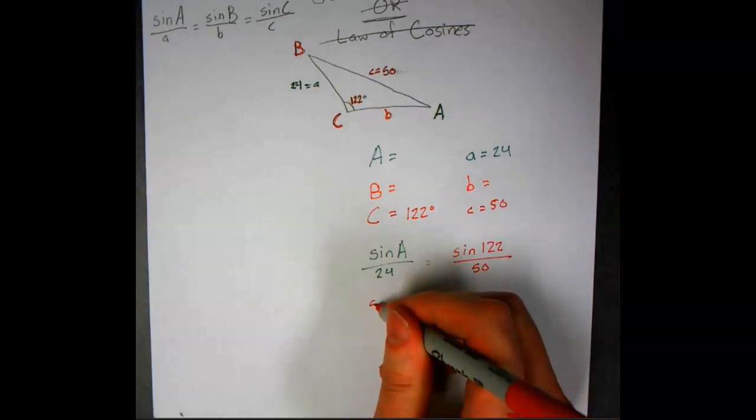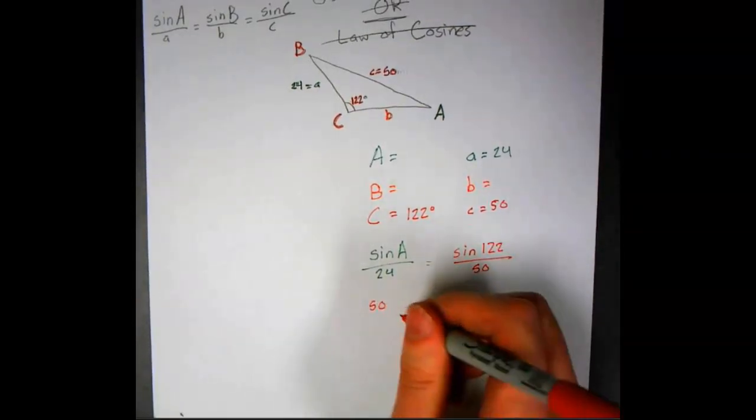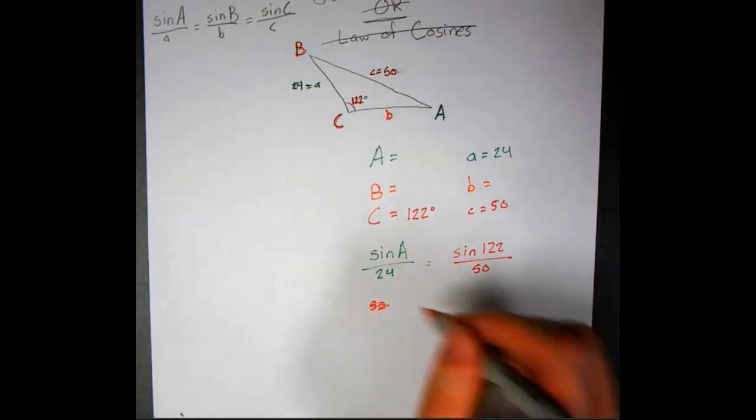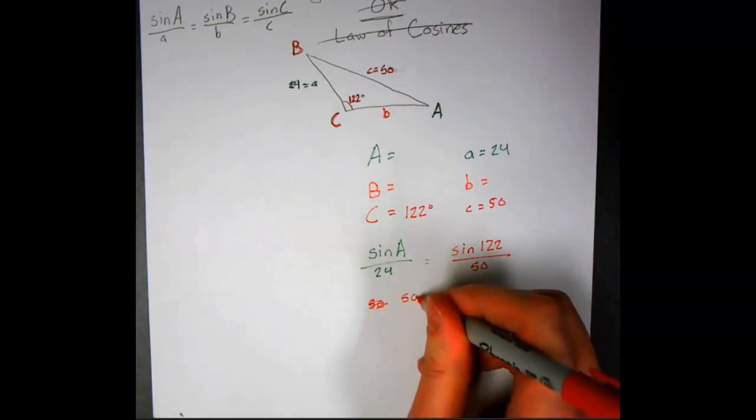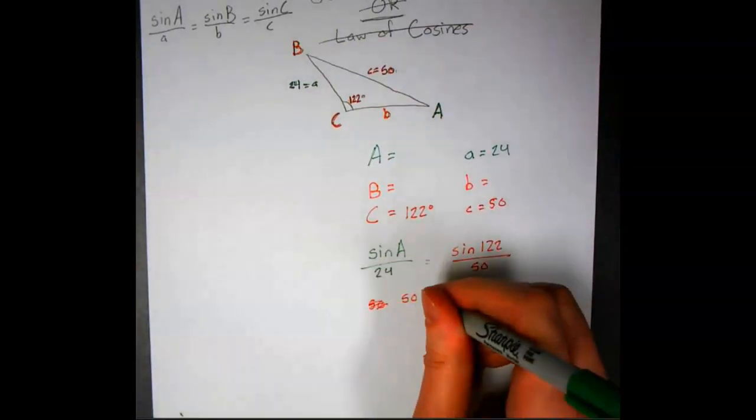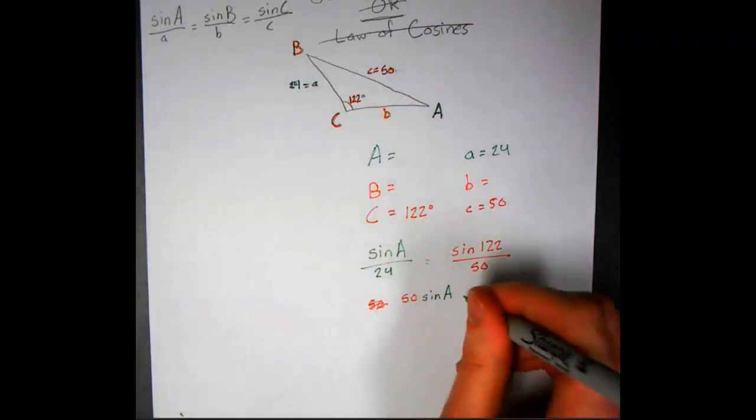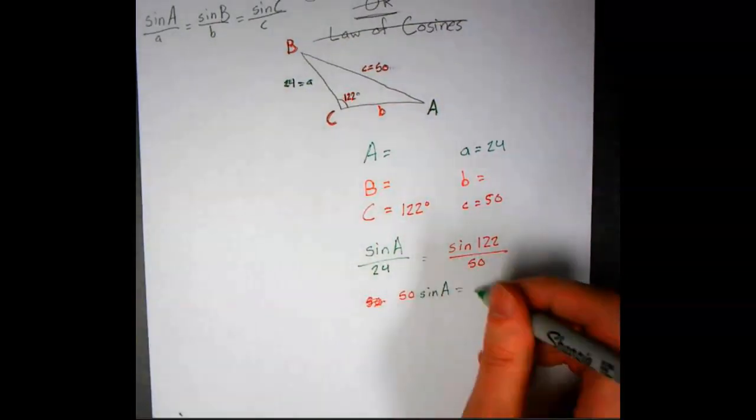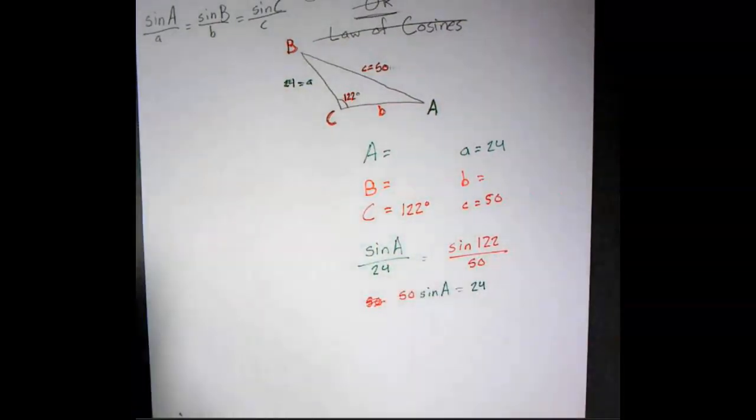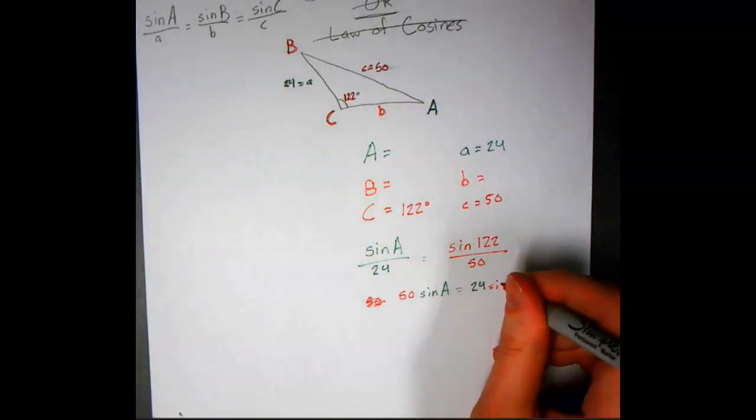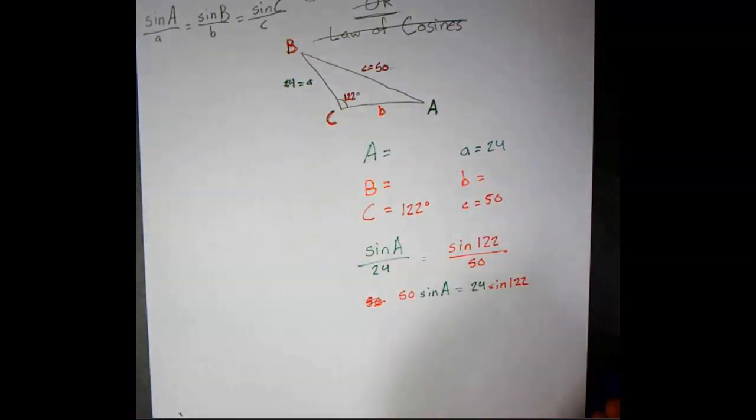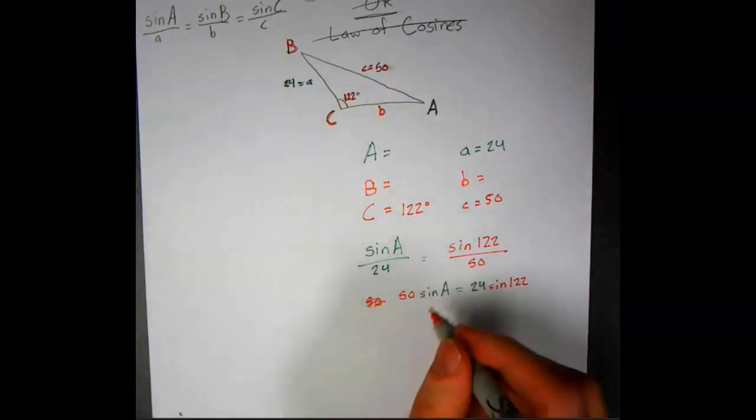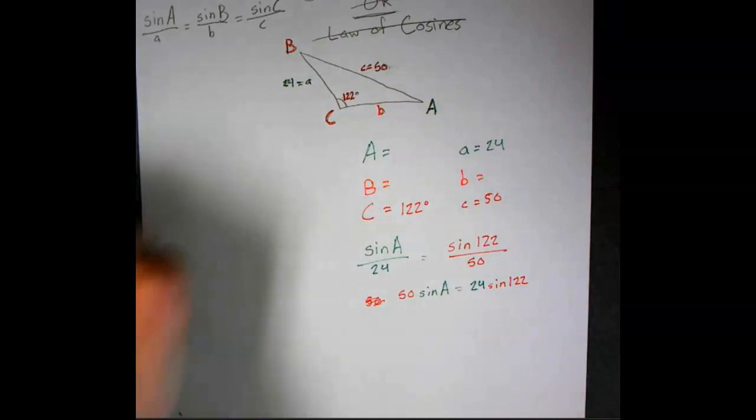So we'll say 50, or actually, never mind, don't cross multiply right now. Or actually, yeah, we'll cross multiply. So 50 sine A equals 24 sine 122. We need to get the sine A by itself, so we're going to divide both sides by 50.